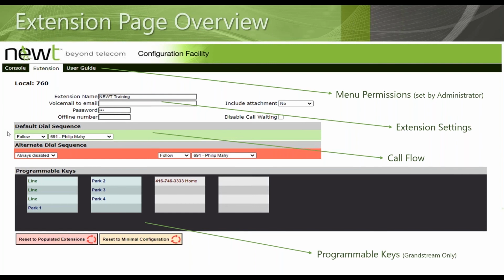The third part here, sorry, is your default dial sequence and your alternate dial sequence. This is where you would set up your call flow. In this case, if this extension is dialed, it just follows another extension. You can have a number of different scenarios here where maybe you have your colleague or an assistant answer your phone, where we can have your extension ring another extension, or maybe just go to voicemail when you're on vacation.